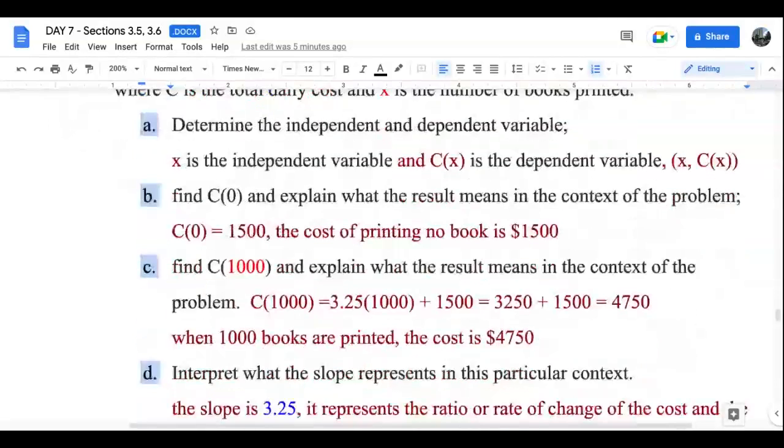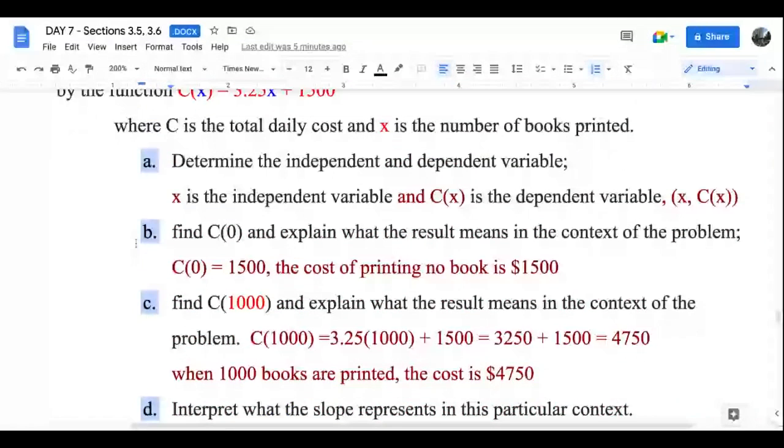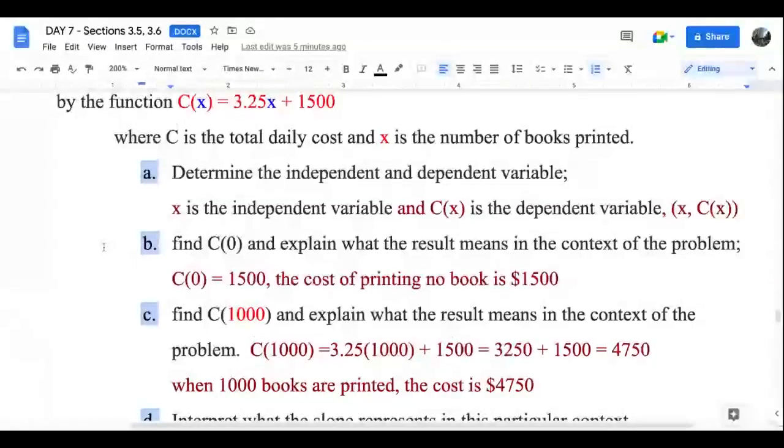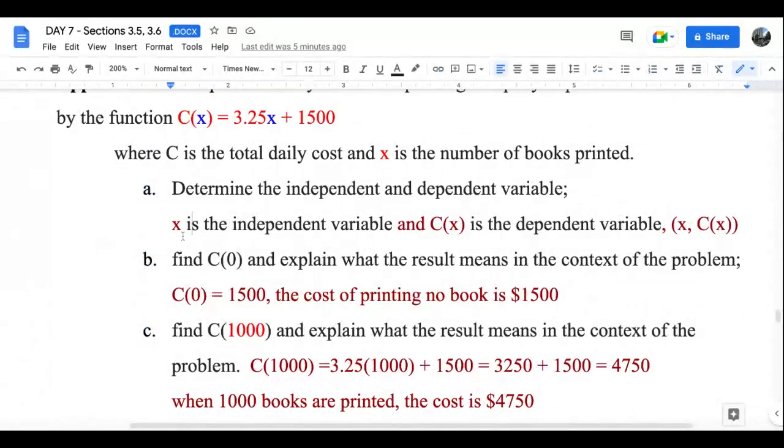So let's say A, B, C, D. A, we want to determine the independent and dependent variable. That's easy. x is the independent variable. C of x, right? Instead of calling it f of x, we call it C of x, the cost function. Cost of making x many books, right? And then the ordered pair is x comma C of x.